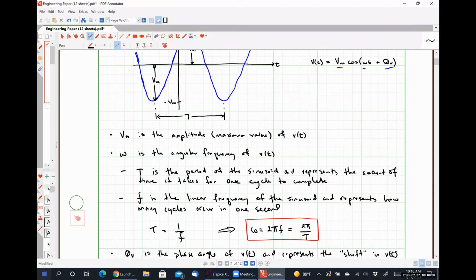Omega is always expressed in radians per second because it represents angular rotation. Our phase angle, theta v, is traditionally measured in degrees. So we're going to have a mixed unit argument inside of our cosine function that we are going to have to pay particular attention to whenever we're doing any sort of manipulation there. All right.